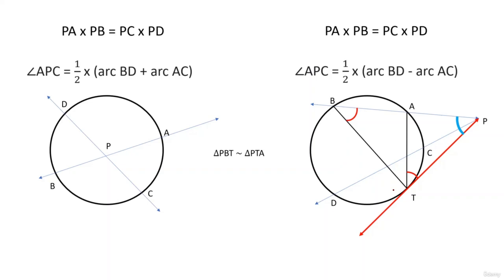So triangle PTA is similar to triangle PBT. Write the ratio of the corresponding sides. You will have PB divided by PT is PT upon PA. Cross multiply. You have PT square is equal to PA into PB, right?